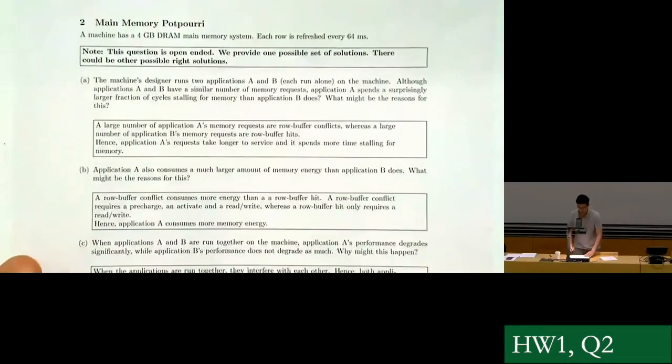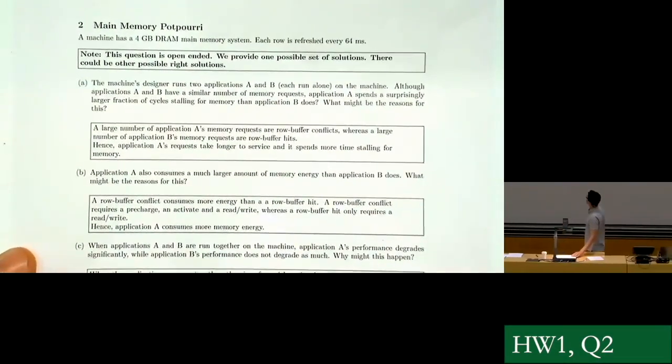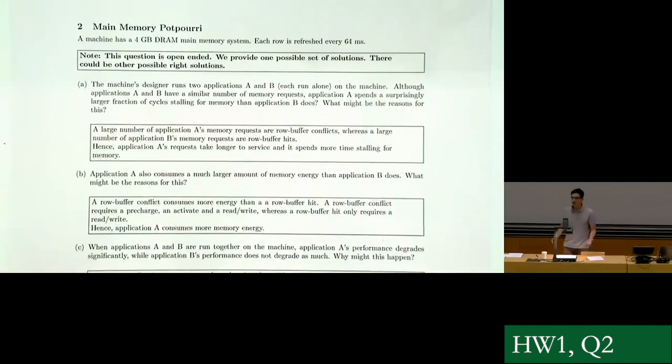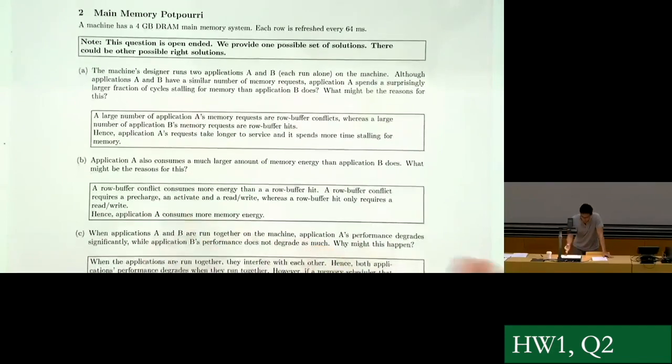Okay, let's take a look at the second one, main memory potpourri. This is also very interesting because it teaches us how to reason a little bit about typical main memory issues. So in this machine, we have 4 GB DRAM, and each row, as is the typical value, is refreshed every 64 milliseconds.